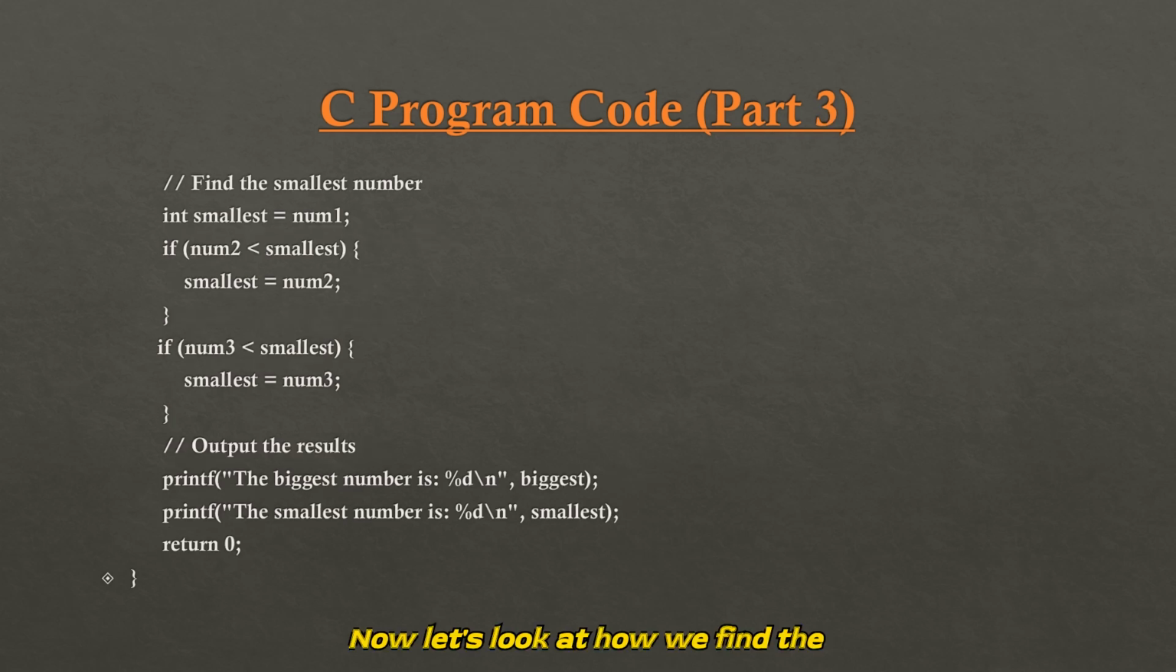Now let's look at how we find the smallest number. Similar to finding the largest, we initialize a variable called smallest and assume num1 is the smallest. Then we perform comparisons to check if num2 or num3 is smaller than the current smallest. If either number is smaller, we update the smallest variable accordingly. Once the comparisons are done, we print the values of biggest and smallest, giving the user the output of the program.